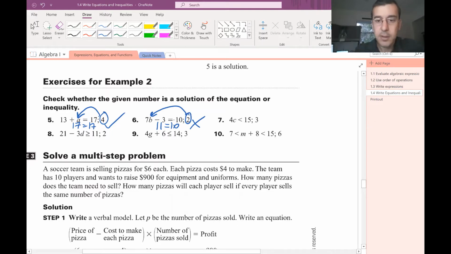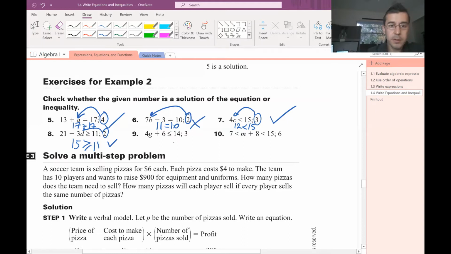Number 7, we are substituting 3 for c. So 4 times 3 is 12. 15 is greater than 12, so this is correct. Yes, 3 is a solution to this inequality. We are substituting 2 for d. We get 21 minus 3 times 2, which is 6. 21 minus 6 is 15. So 15 is greater than 11. So yes, 2 is a solution to this inequality.